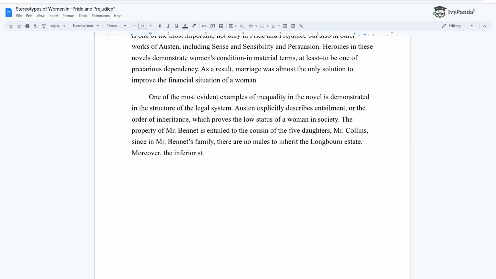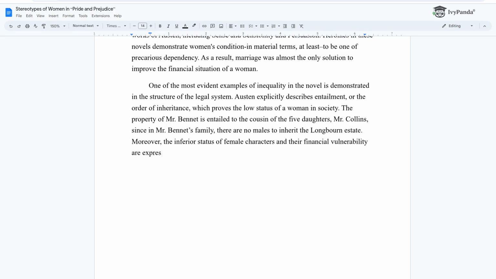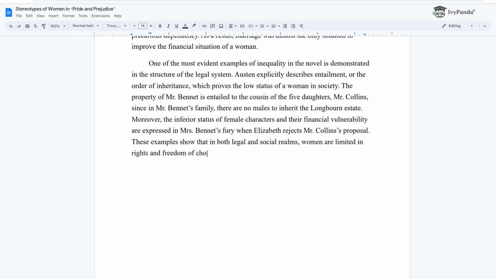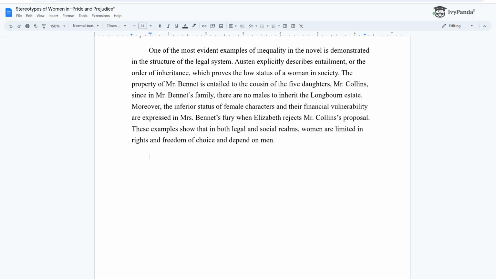Moreover, the inferior status of female characters and their financial vulnerability are expressed in Mrs. Bennet's fury when Elizabeth rejects Mr. Collins's proposal. These examples show that in both legal and social realms, women are limited in rights and freedom of choice and depend on men.